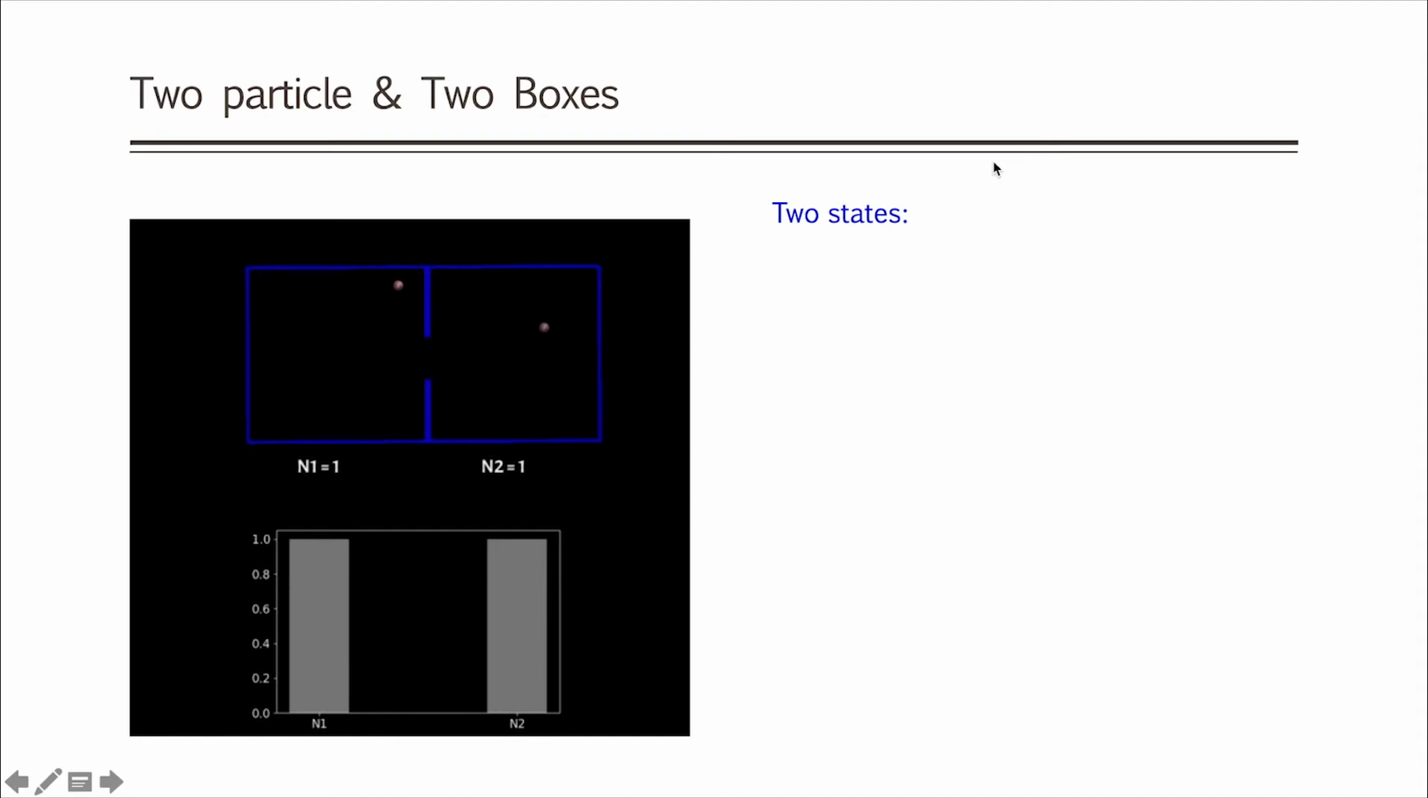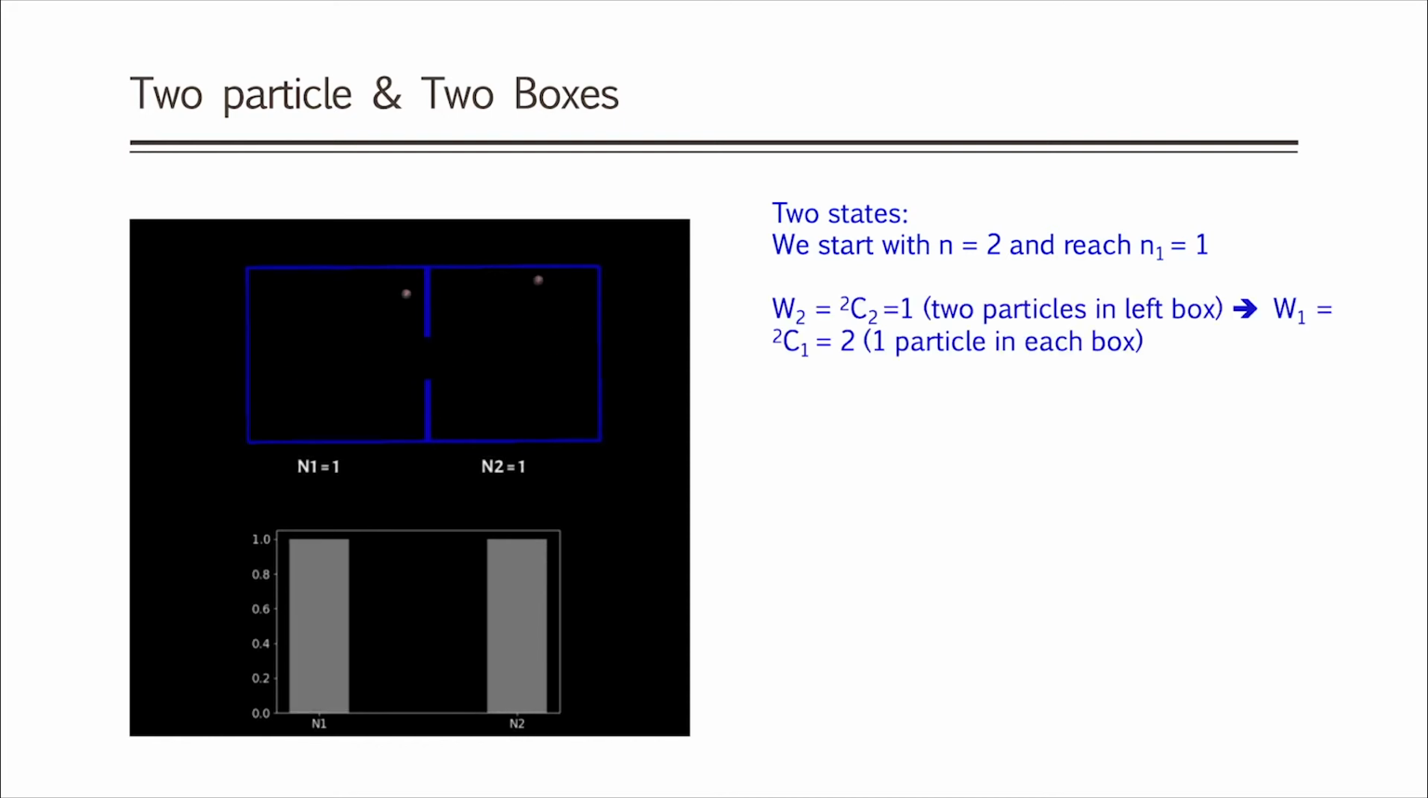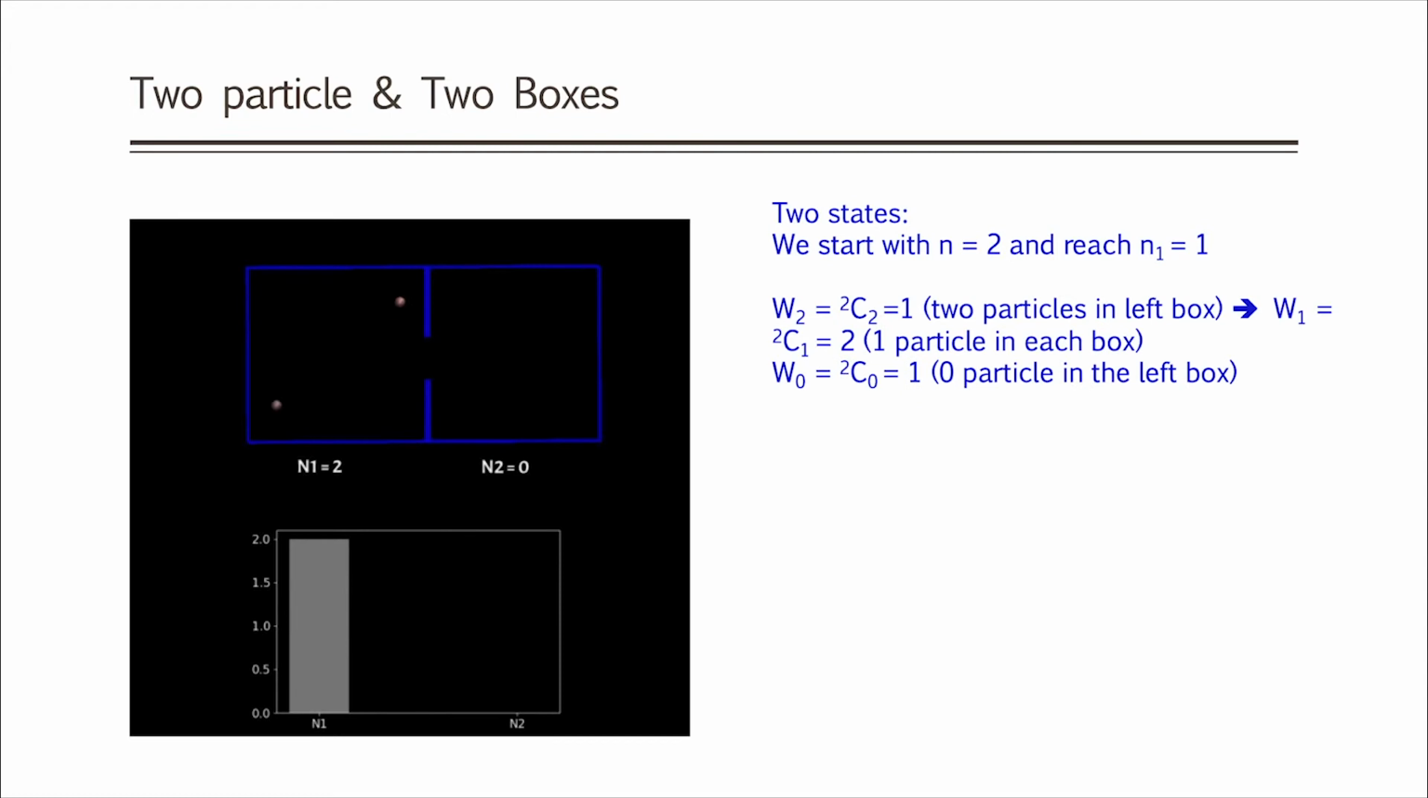For example, let us talk about this 2-state system where there are 2 particles in 2 states. Now, we can have 3 different situations: both the particles on the left hand side of the box and no particle on the right hand side, or one particle in each side of the box, or both the particles on the right hand side of the box. Now, W is the number of microstates. When both the particles are on the left hand side of the box, W is 1. When one particle is in each box, W is equal to 2, and when no particle is on the left hand side of the box, W is equal to 1.